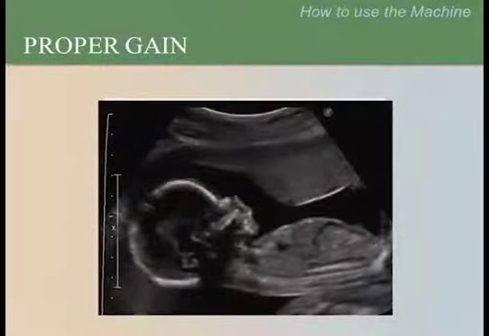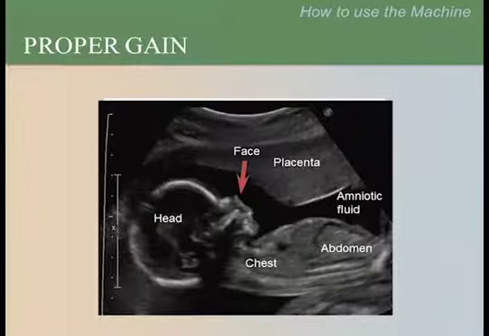This is a profile view of the fetus. We know the gain is properly set in this image because we can clearly see the head, face, chest, abdomen, spine, placenta, and amniotic fluid. You will learn all about how these structures appear on ultrasound in this course.